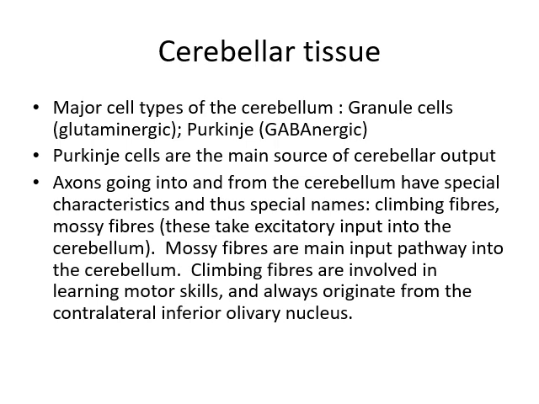So the cerebellum tends to send inhibitory signals as part of the output. And then axons going into and from the cerebellum have special characteristics, so the histologists have given them special names. The ones I need you to know about are the climbing fibers and the mossy fibers. And these fibers take excitatory input, usually glutamatergic input, into the cerebellum. Mossy fibers being the main pathway into the cerebellum. However, your climbing fibers, although they're not the main input pathway, they are the ones that involve learning motor skills. So without climbing fibers, you'll not be able to learn new motor skills via the cerebellum.